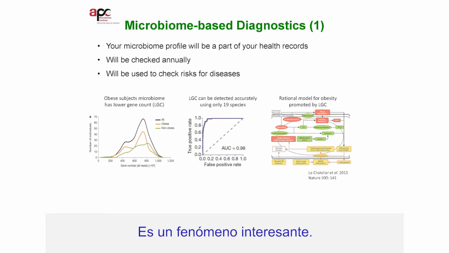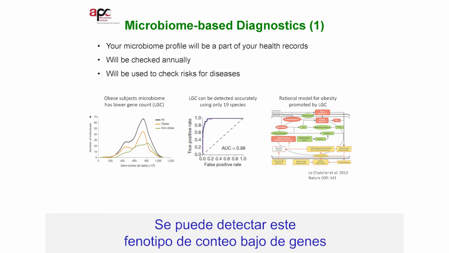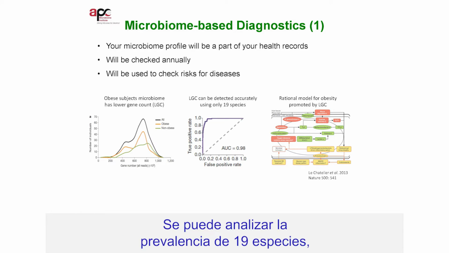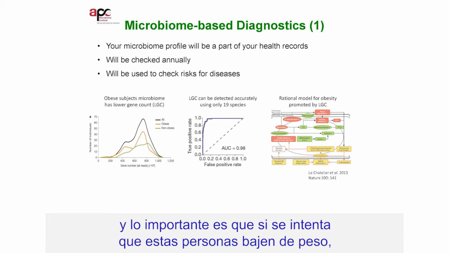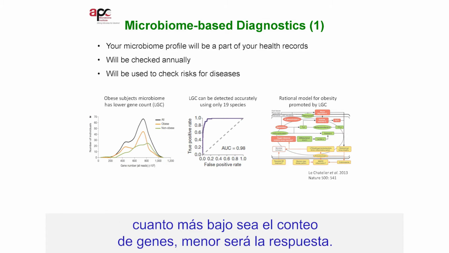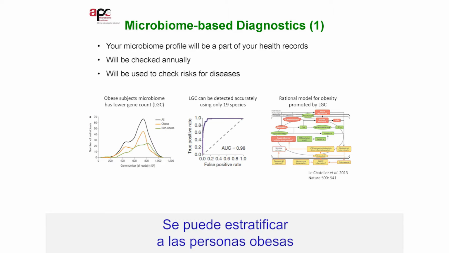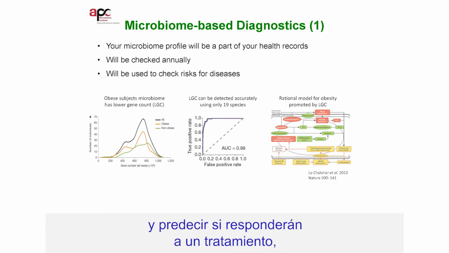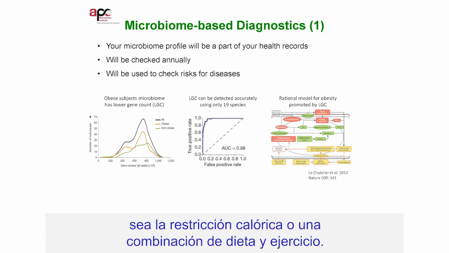That's an interesting phenomenon. It transpires that you can detect this low gene count phenotype. You don't have to sequence the whole microbiota. You can look at the prevalence levels of 19 species. And the important thing is that if you try and make these obese people lean, the lower the gene count, the less responsive they become. So you can stratify obese people into low gene count and really, really low gene count and predict if they're going to be able to respond to therapy, which could be caloric restriction or a combination of diet and exercise.